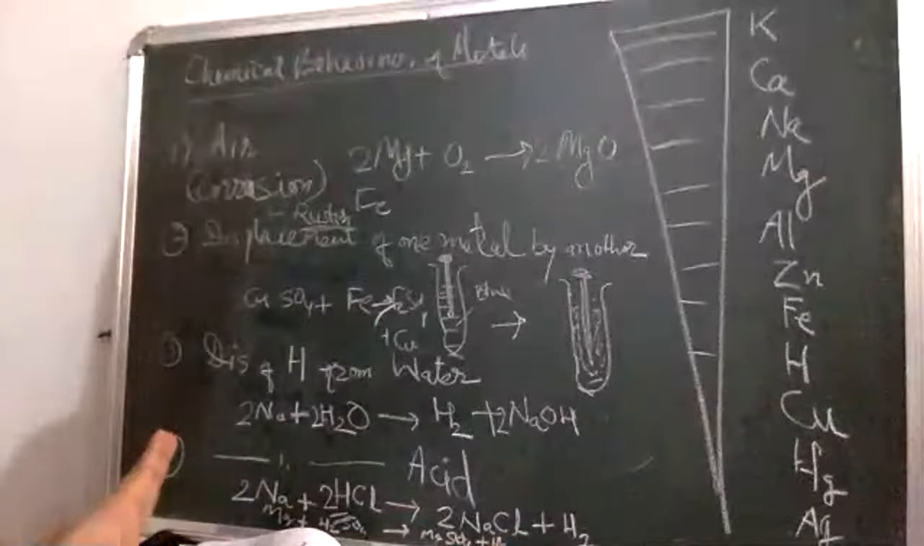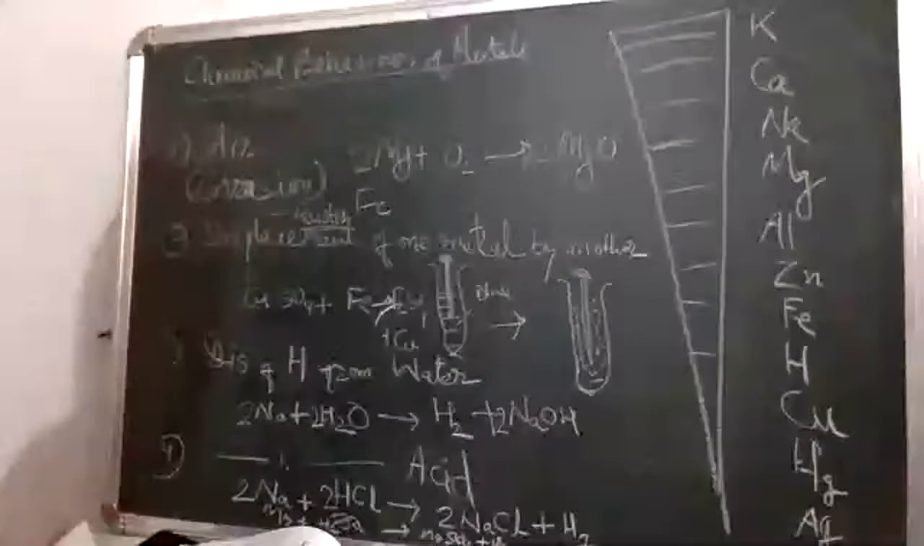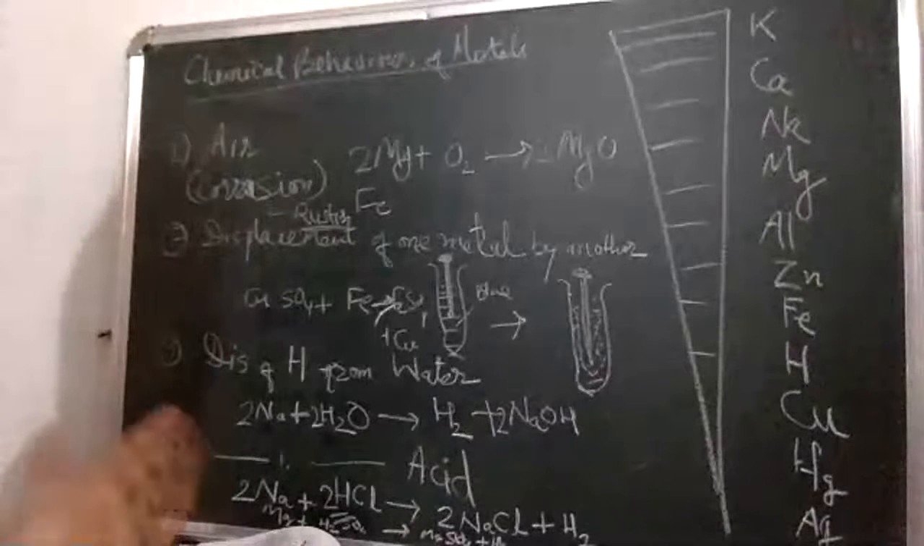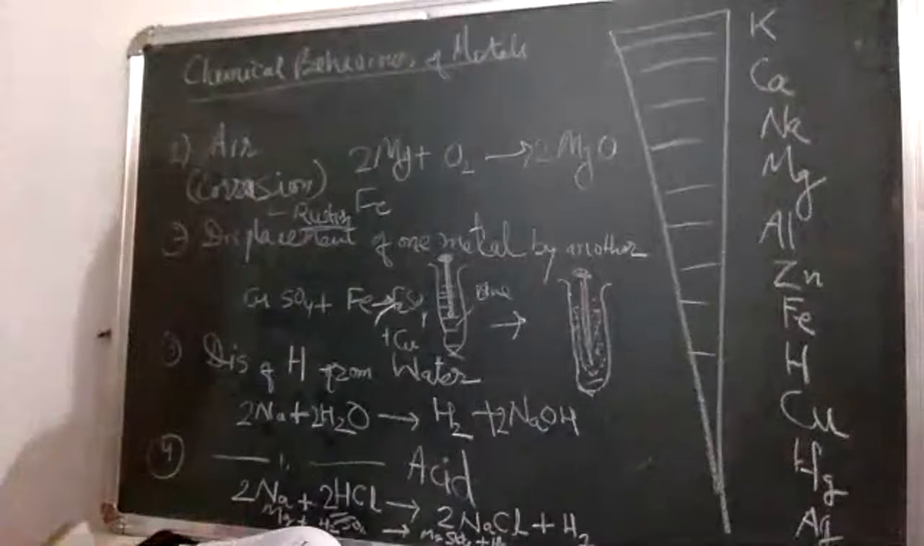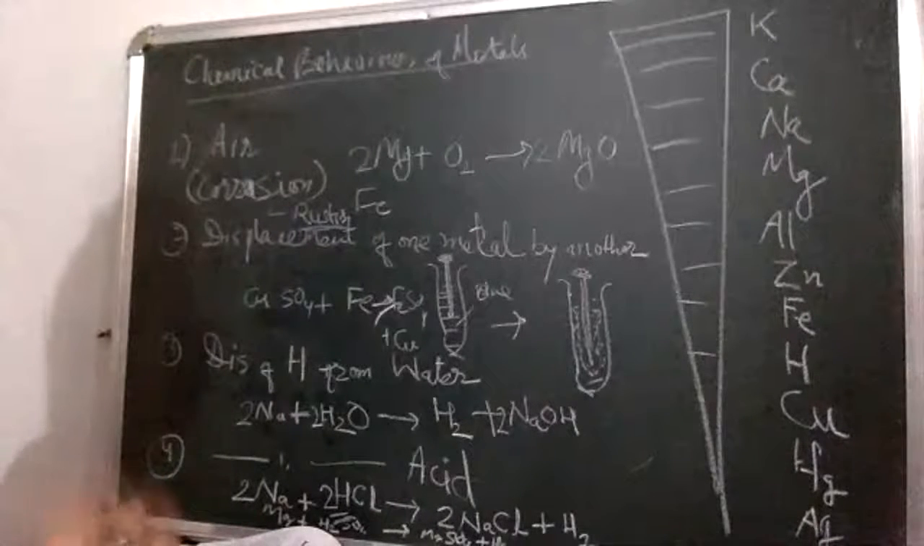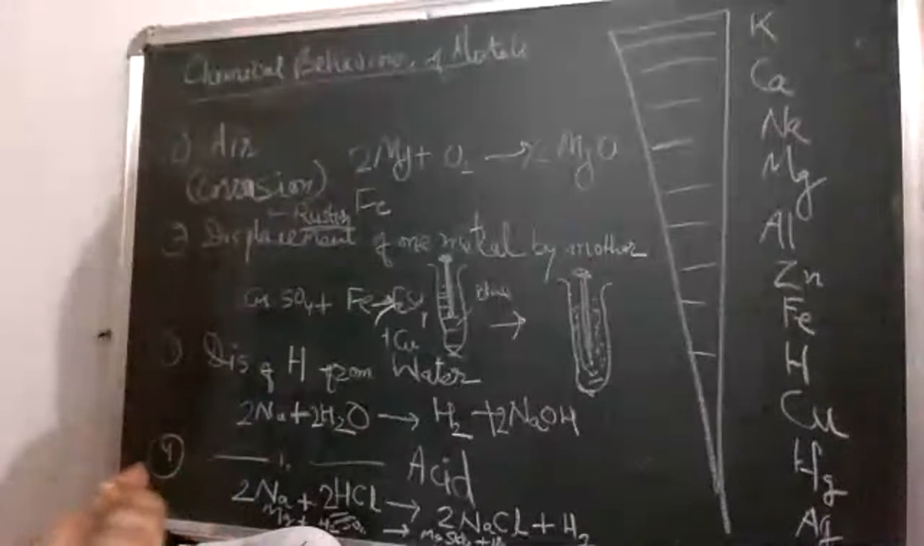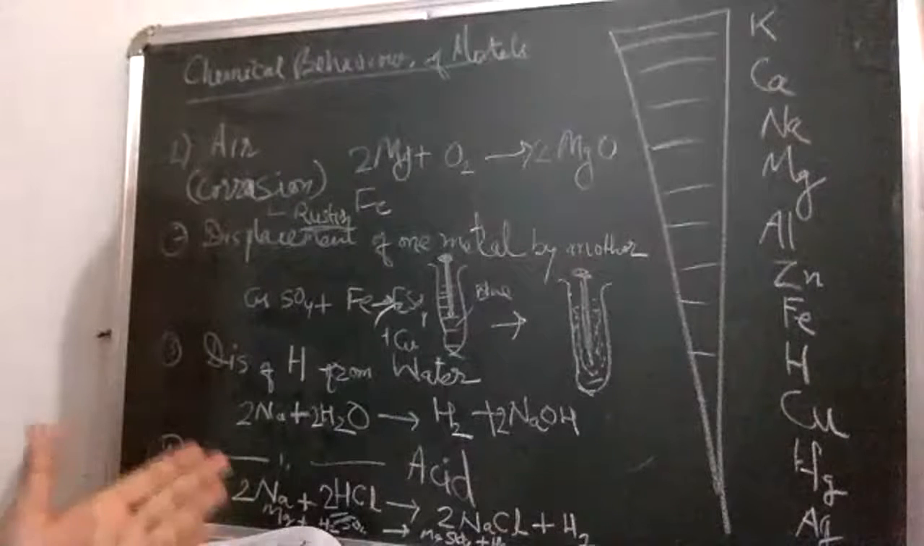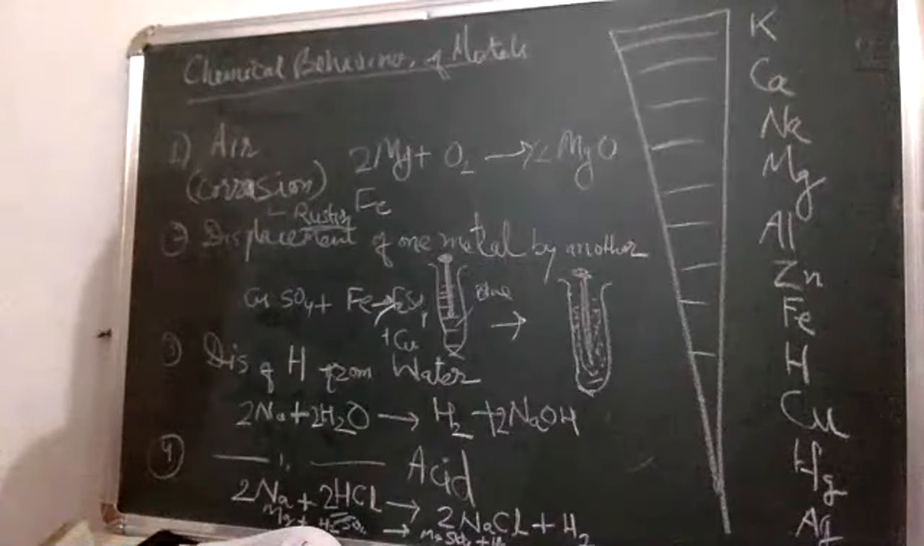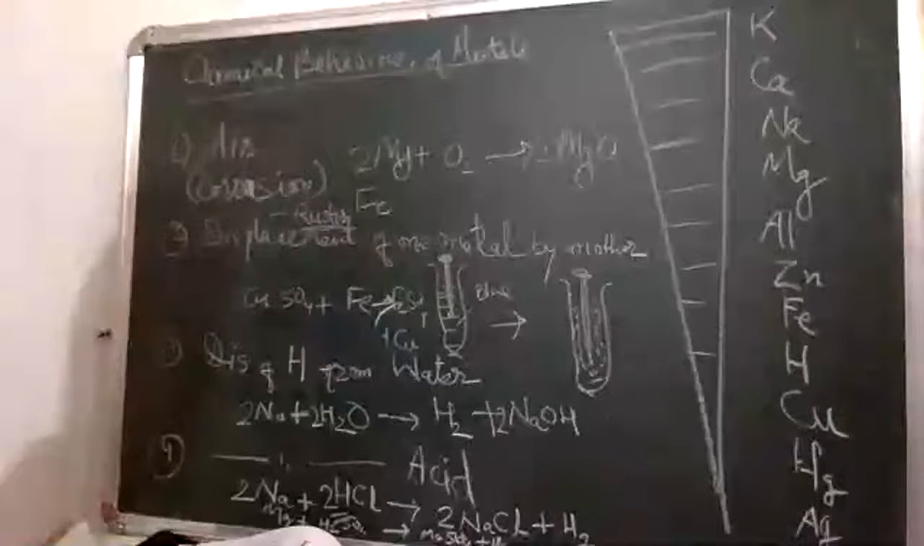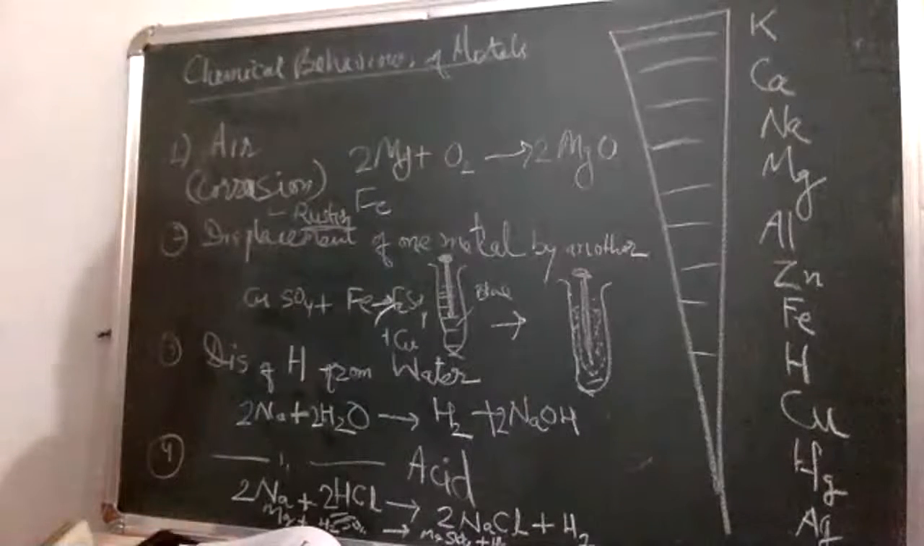Okay, that is fine. And the last one, you can put iron, Fe, into sulfuric acid, H2SO4. Then what will it create? It will displace hydrogen from sulfuric acid, and it will create FeSO4, ferrous sulfate, and hydrogen will be separated out.